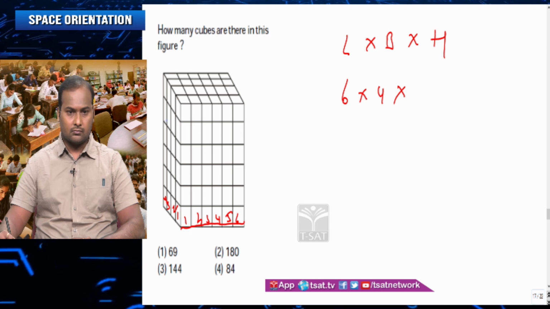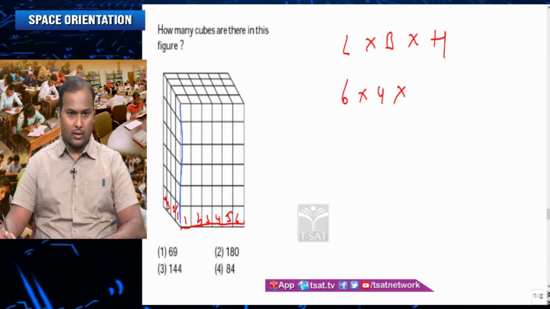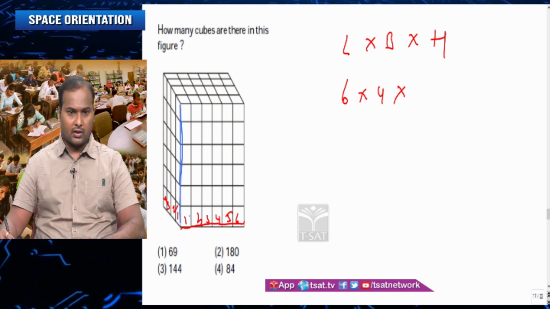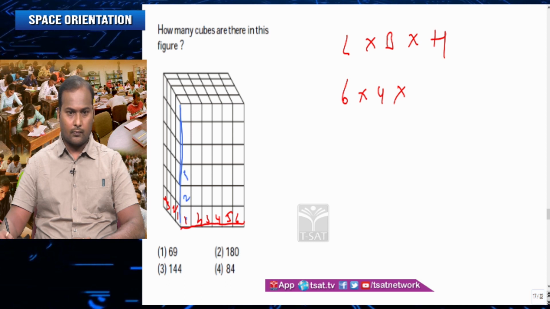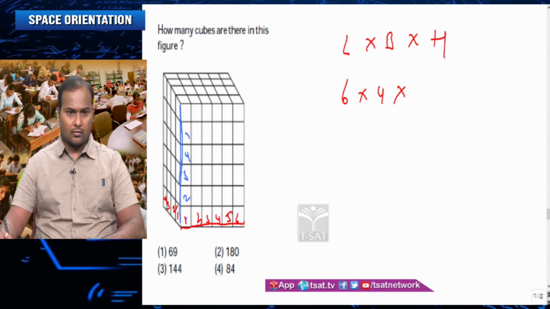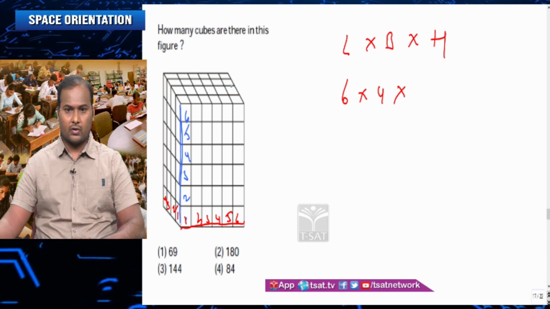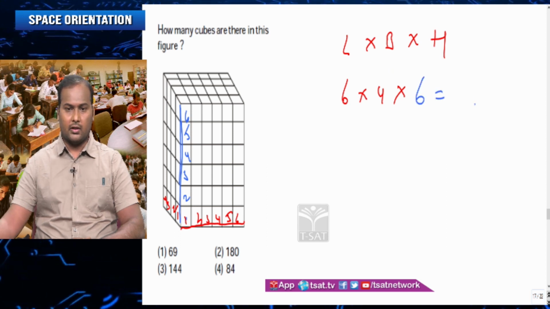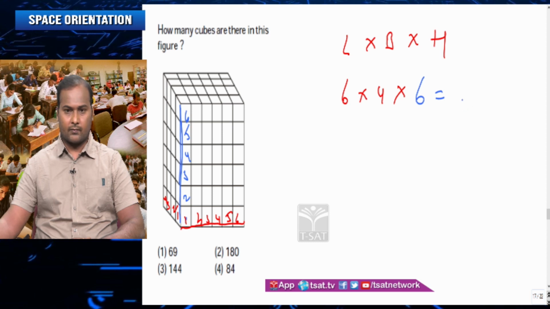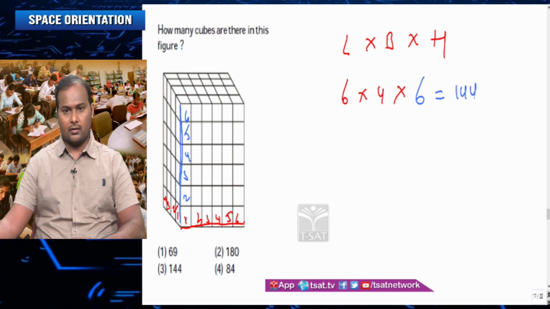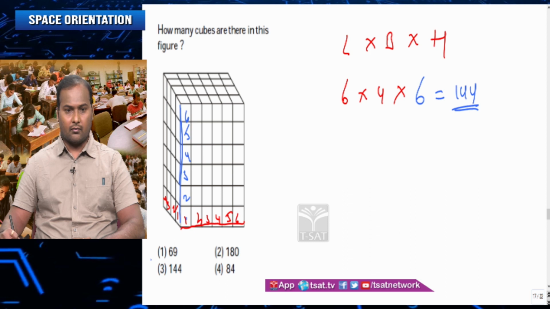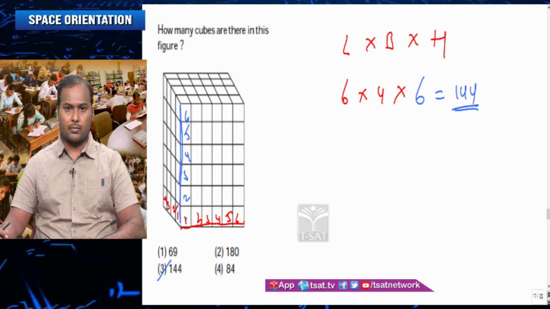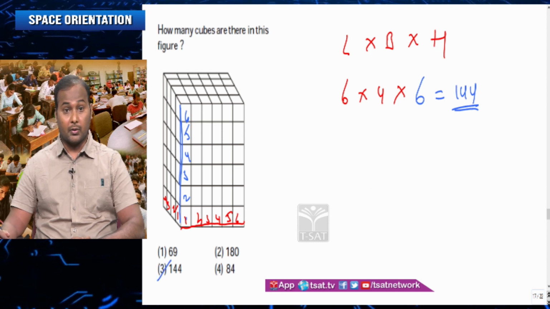So if you take height, imagine this blue line, you take this height. So here also 1, 2, 3, 4, 5, 6. So again you multiply by 6. So 6 into 4 into 6. So your answer is 144. Total 144 small cubes are present in this particular big cube.